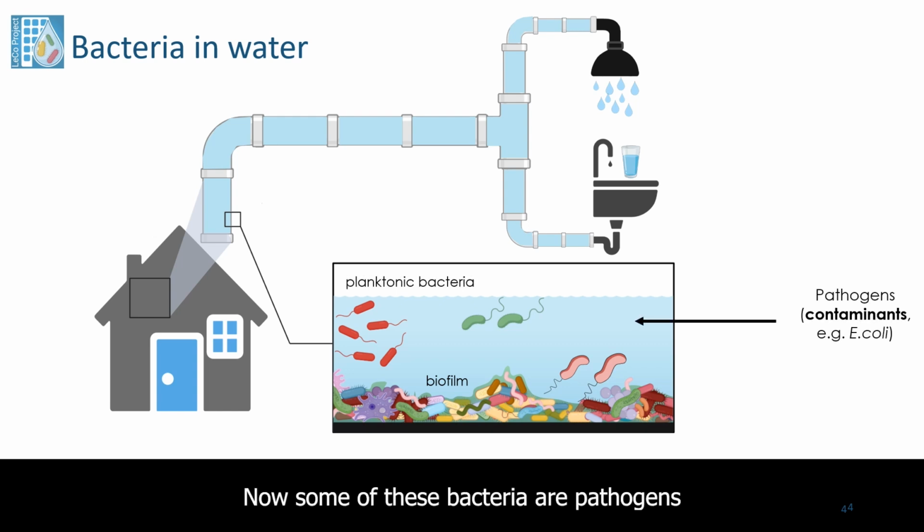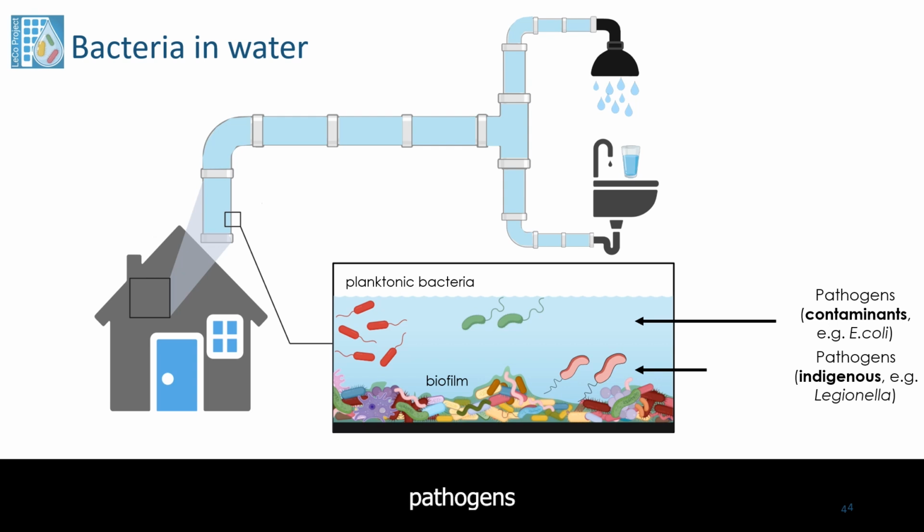Now, some of these bacteria are pathogens and are contaminants of the water, for example, E. coli. We don't want these bacteria in our water. There are also pathogens which are non-contaminants and are indigenous in the water, so they live there. This is their environment. A good example of this is bacteria belonging to the Legionella species.